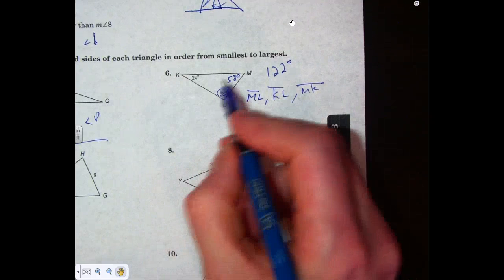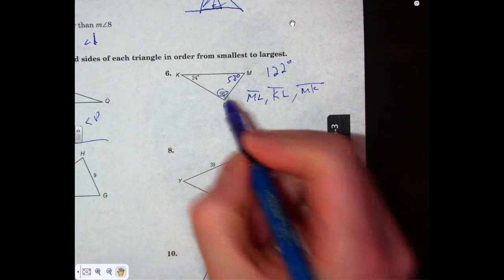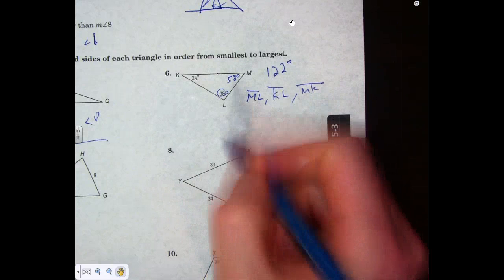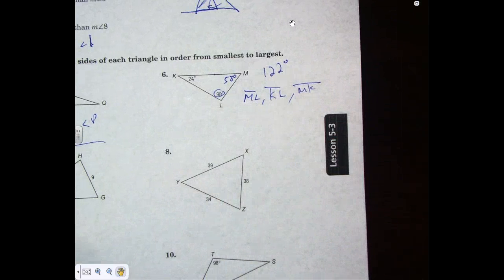So smaller the opposite angle, smaller the opposite side. Bigger the opposite angle, bigger the opposite side. And it works both ways. So that's section 5.3.